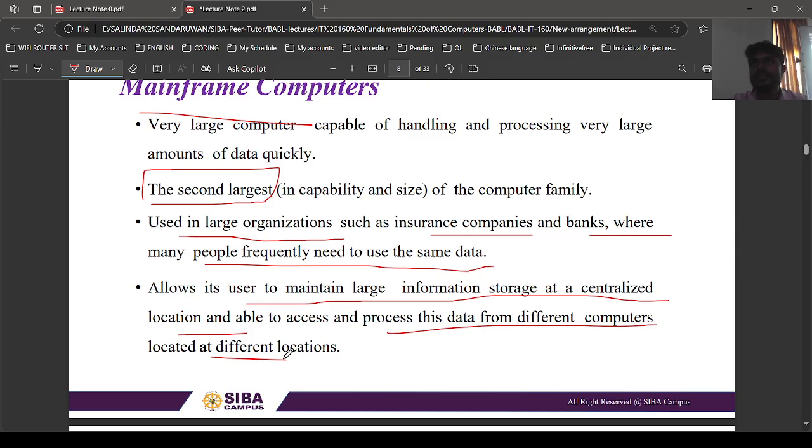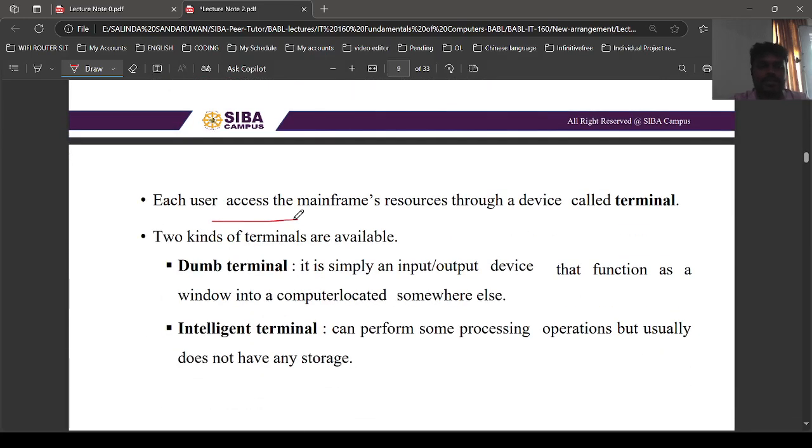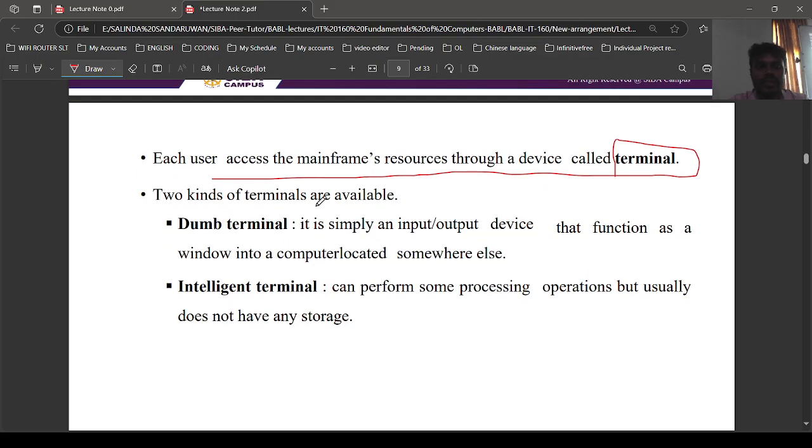Imagine the head office. When you update something inside your branch, the head office admin staff can access it. Each user accesses the mainframe's resources through a device called a terminal. So the mainframe interfaces are called terminals. A terminal means a keyboard, a mouse and a display. Two kinds of terminals are available: dumb terminal and intelligent terminal. A dumb terminal is just an input output device. Maybe a touch screen, maybe a window to a computer located somewhere.